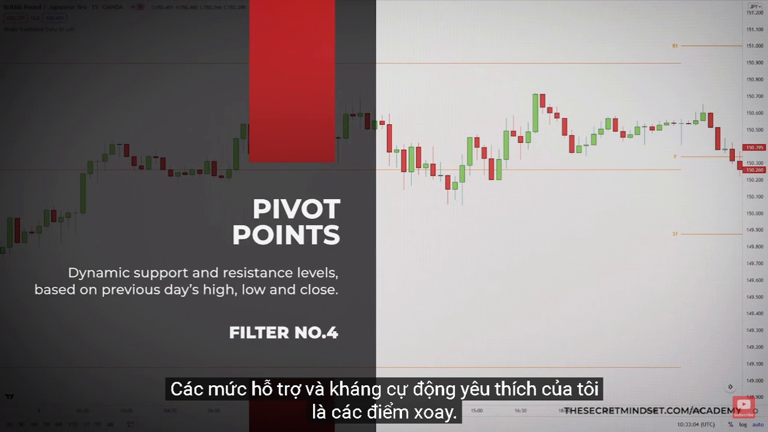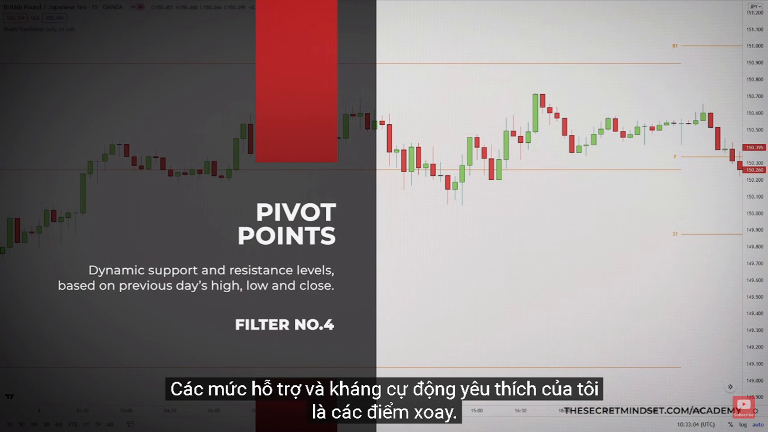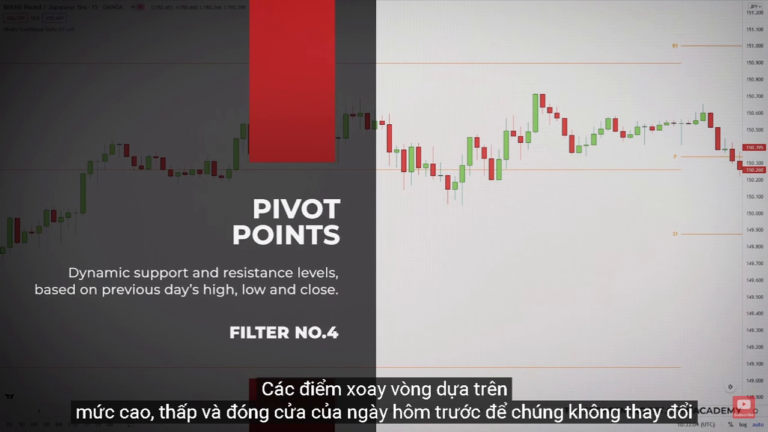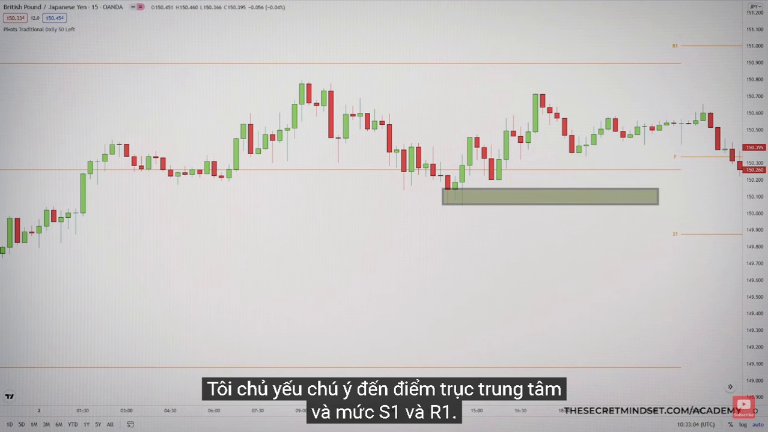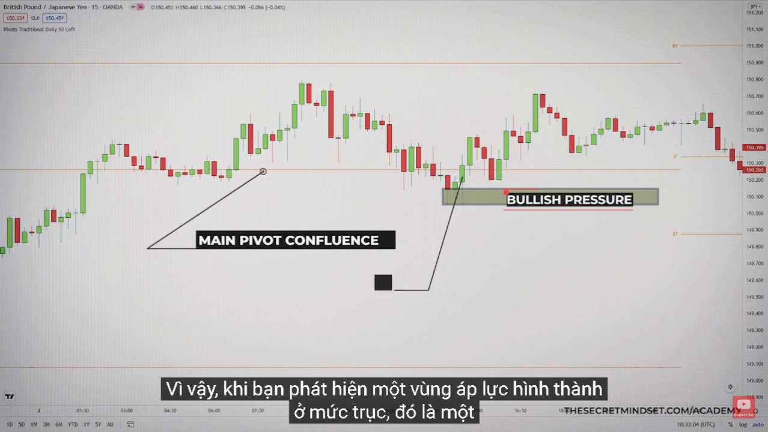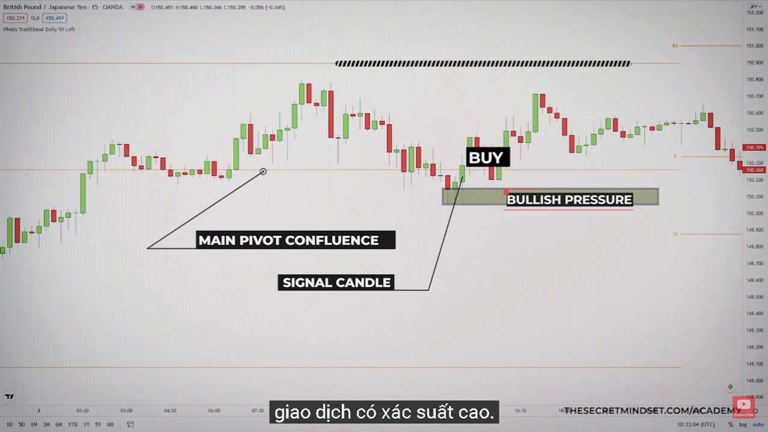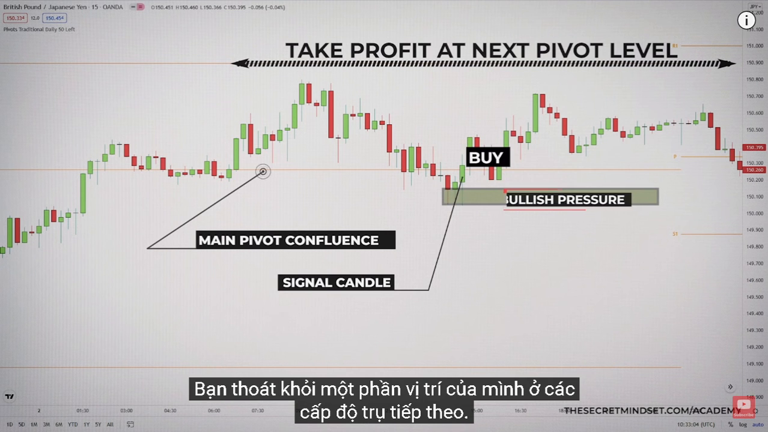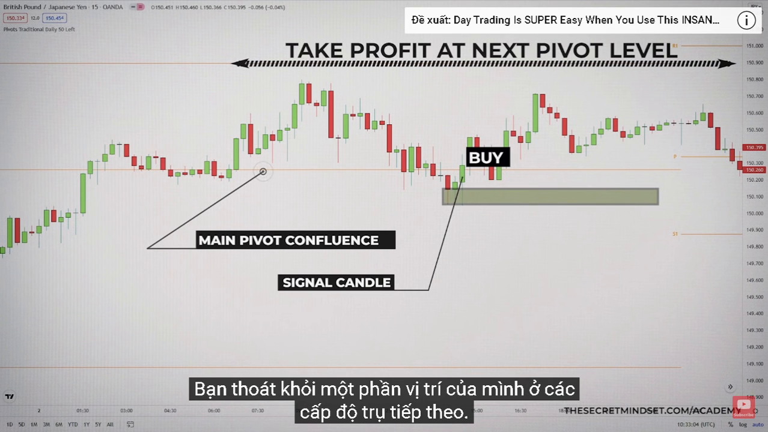My favorite dynamic support and resistance levels are pivot points. Pivot points are based on the previous day's high, low and close, so they don't change throughout the current day. I mostly pay attention to the central pivot point and S1 and R1 levels. So when you spot a pressure zone that forms at the pivot level, that's a high probability trade. Also, the take profit aspect becomes much easier. You exit a part of your position at the next pivot levels.